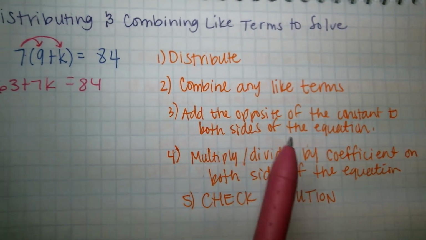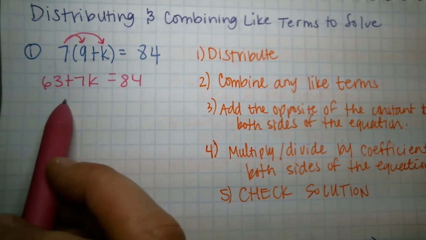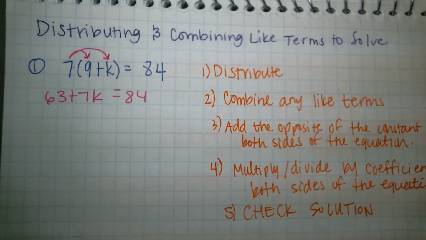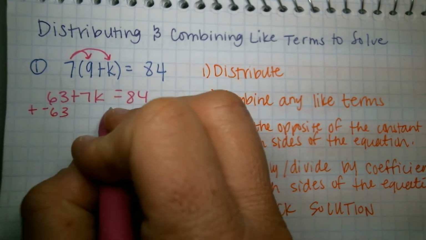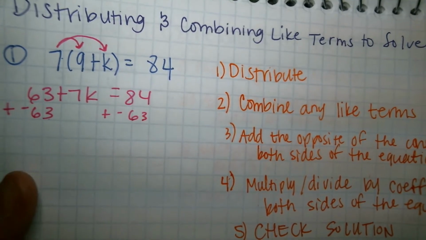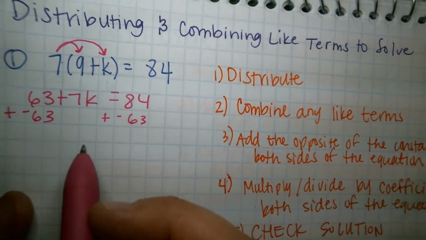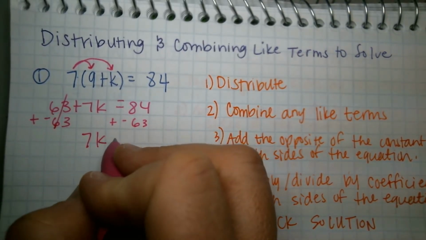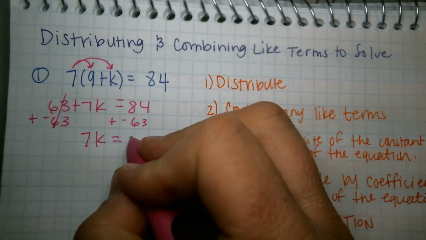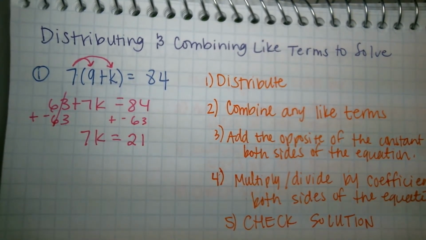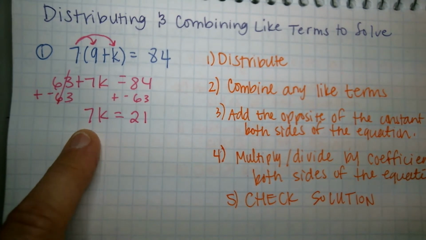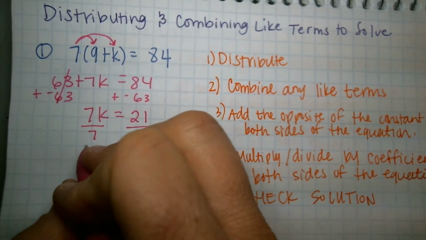Add the opposite of the constant to both sides of the equation. Here's the side of the equation I'm going to focus on, 63 plus 7k. 63 is my constant, so I'm going to add the opposite of 63, which is negative 63, to both sides. The reason why I do that is because I want to cancel the constant by making it equal to 0. So that cancels, and I'm left with 7k. And 84 plus negative 63, I'm just going to subtract. I get 21. Next I want to multiply or divide by the coefficient on both sides of the equation. Here's my term, 7k. The coefficient is 7. So I'm going to divide by 7 on both sides to get k equals 3.